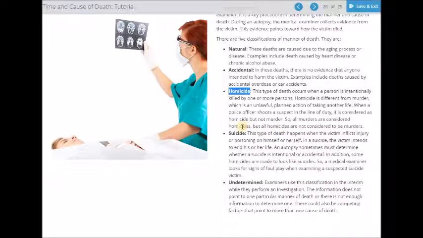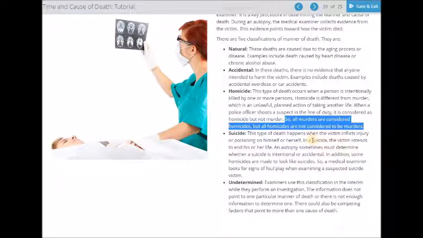Okay, that's a slippery slope I don't want to go down, but I'll just tell you that last part. All murders are considered homicides, but not all homicides are considered murders. But that is a form of death. That's a manner of death. Suicide, same thing.